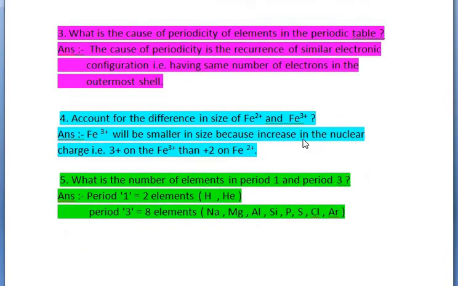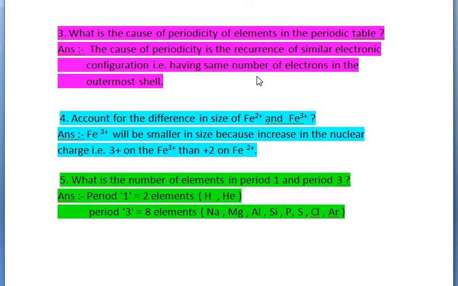As we know, with an increase in nuclear charge, the size of the atom will decrease, because with increasing charge, the tendency of the positive charge to attract the negatively charged electrons towards itself increases. So they pull the electrons towards themselves. If they pull the electrons towards themselves, it means the size of the atom decreases.